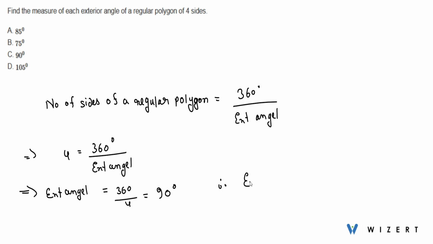Therefore, the exterior angle of a 4-sided regular polygon is 90 degrees. Upon checking the options, we see that option C will be the required final answer. So that's it.